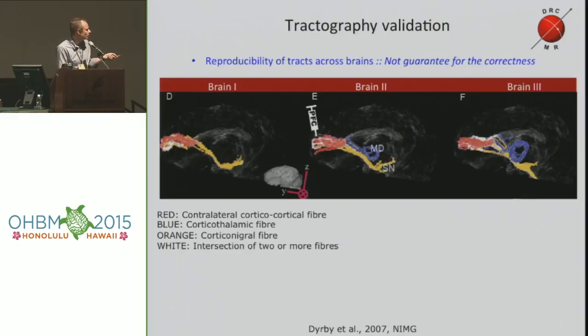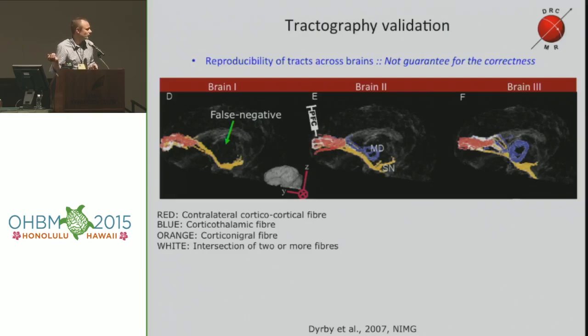So we got a contralateral cortical projection, which is the red, then a cortical nigral projection, the yellow, and a cortical thalamic projection, what you would expect from tracers. And now the interesting thing is how is it performing on tractography?